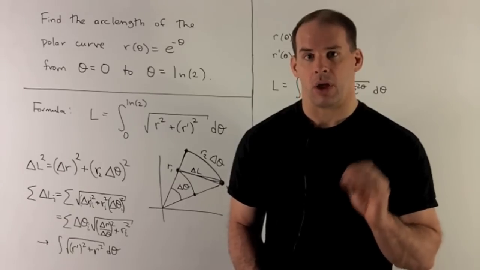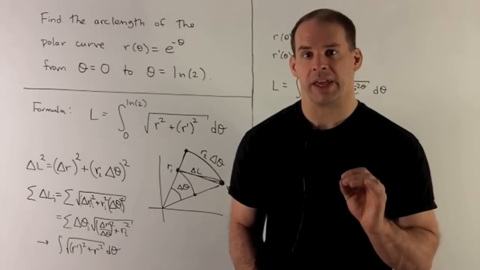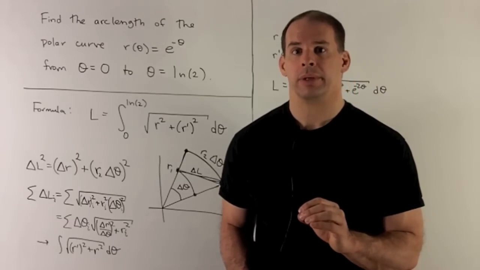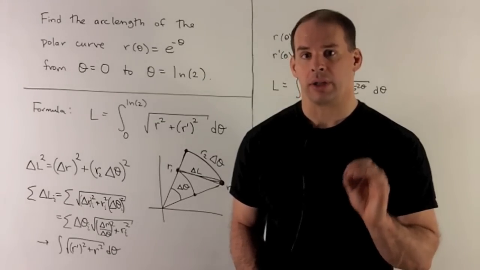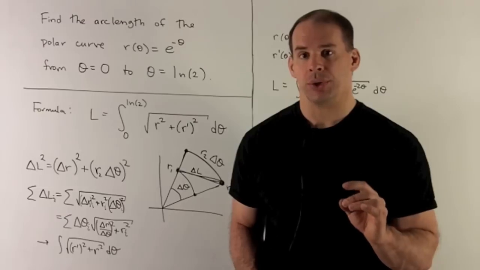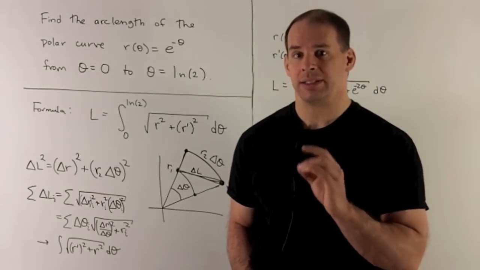Find the arc length along the polar curve r(theta) equals e to the minus theta, where theta goes from 0 to natural log of 2. First, we write down our formula for arc length. Arc length equals the definite integral from angle 1 to angle 2 of the square root of r squared plus r prime squared d theta.